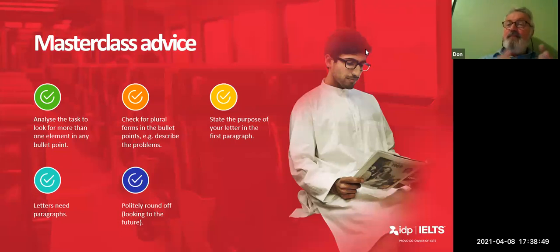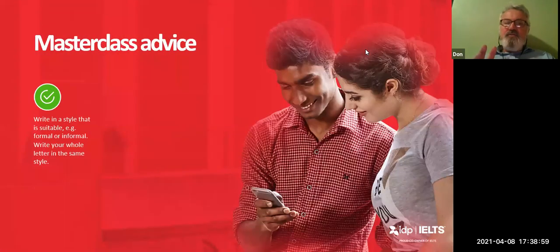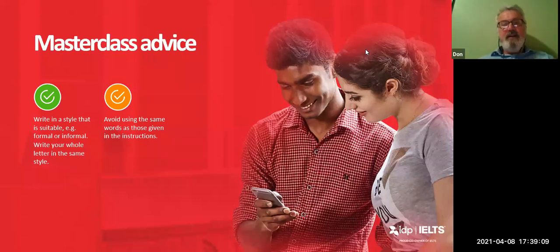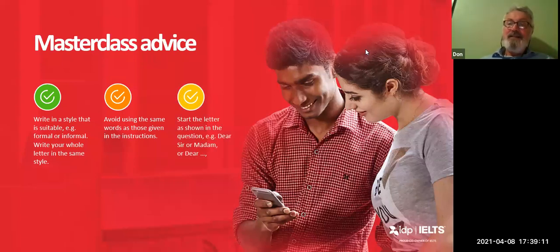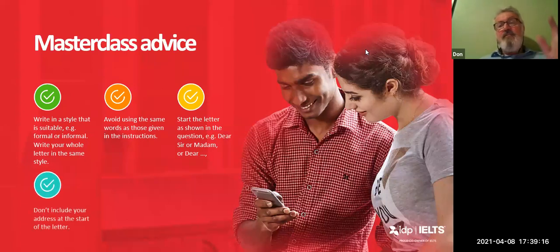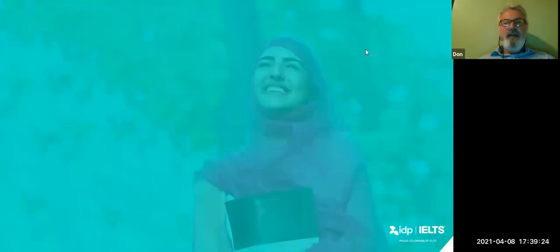Finish the letter politely and maybe looking towards the future. I look forward to your answer, for example. Make sure that your style is suitable. That means tone, formal or informal. Make sure that you change the words a little bit that you are given. Make sure that you start the letter in the way that we suggest. You don't need to write your address at the top. That would be a waste of time. And finish the letter in an appropriate way.